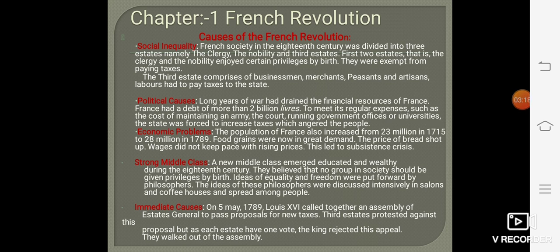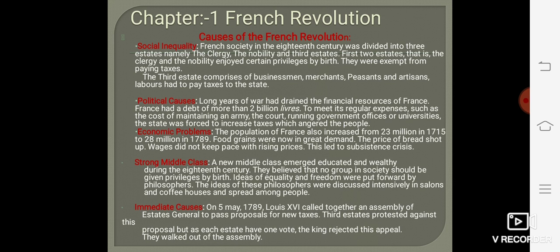Causes of the French Revolution. Here are the main causes of French Revolution. The first one is social inequality, then political causes, economic problems, strong middle class, and at last immediate causes. So first one is social inequality.